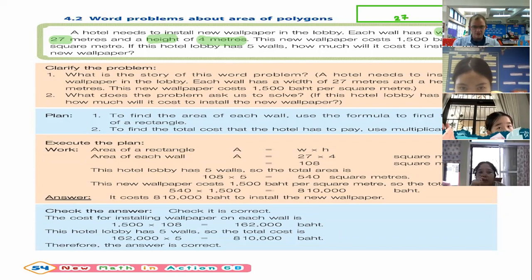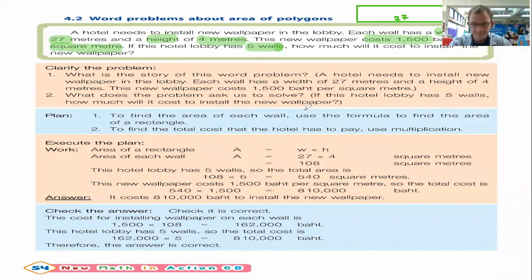Okay. The new wallpaper costs, so what is the cost? The cost is 1,500 baht per square meter. And if the hotel lobby has 5 walls, we know we have to multiply our answer by 5 to find out what the total cost would be. Okay, so if we calculate that, we can look at the example at the bottom of how they calculate that.